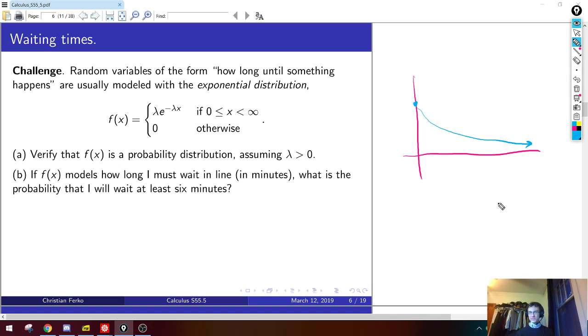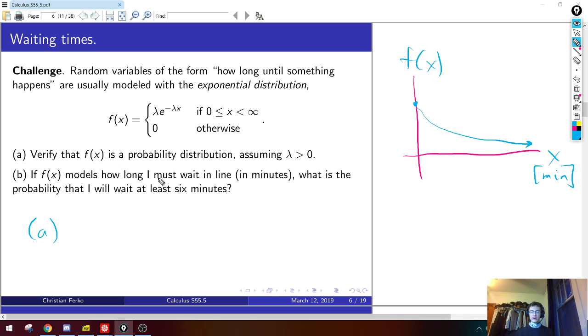So anyway, the moral of the story is if you're trying to write down a distribution function f of x for how long you have to wait for something to happen, where x is a time in, say, minutes, usually the exponential is the way to go. And you have to pick this number lambda so that it fits whatever data you want. Anyway, that's just some flavor.